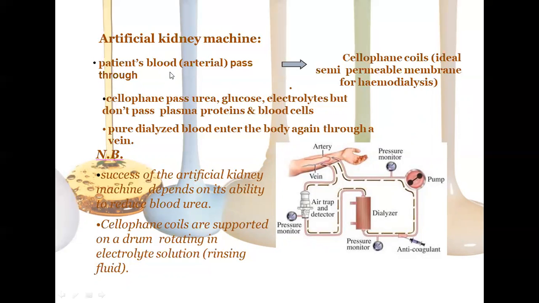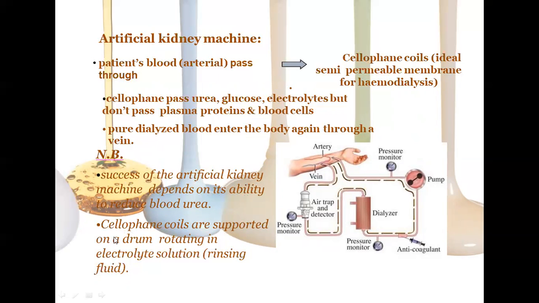So the patient's arterial blood passes through cellophane coils, an ideal semi-permeable membrane for hemodialysis. The cellophane passes urea, glucose, and electrolytes, but doesn't pass plasma protein and blood cells. Okay, so pure dialyzed blood enters the body again through the vein. Success of the artificial kidney machine depends on its ability to reduce blood urea.